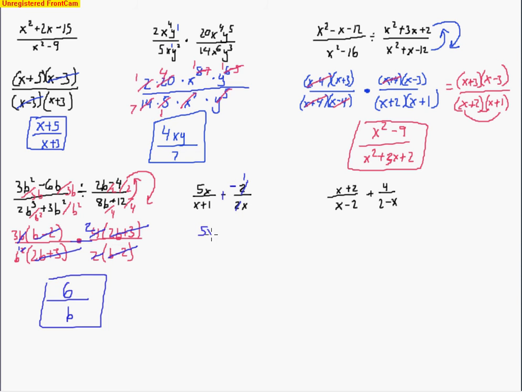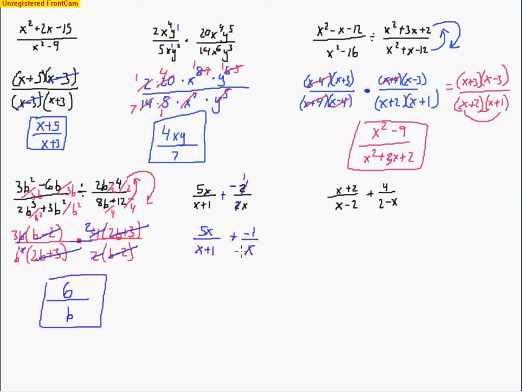I've got a 5x over x plus 1. And then now it's a plus negative 1 over x. See, this is easier to deal with because the numbers are smaller when you reduce the fraction. Now, a common mistake is people want to cancel out the x's here, but you can't do that because it's not really x on the bottom. It's 1 more than x.